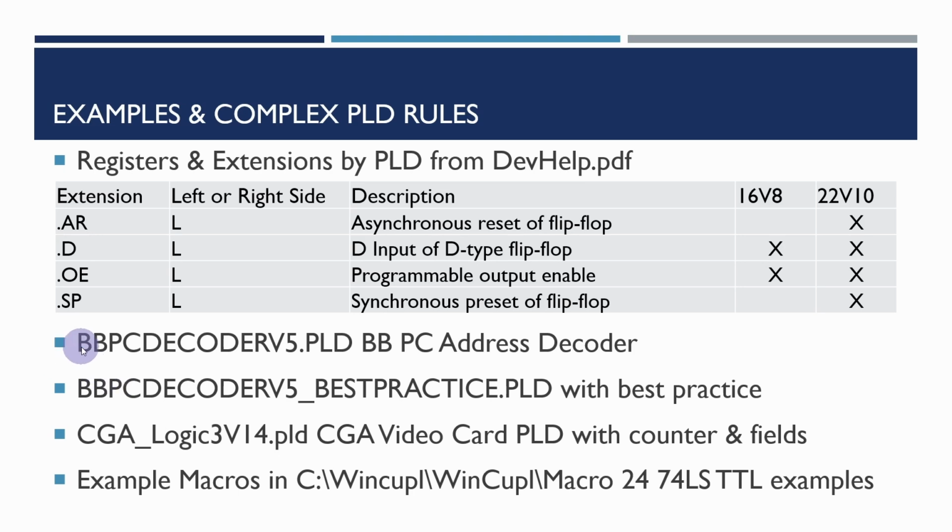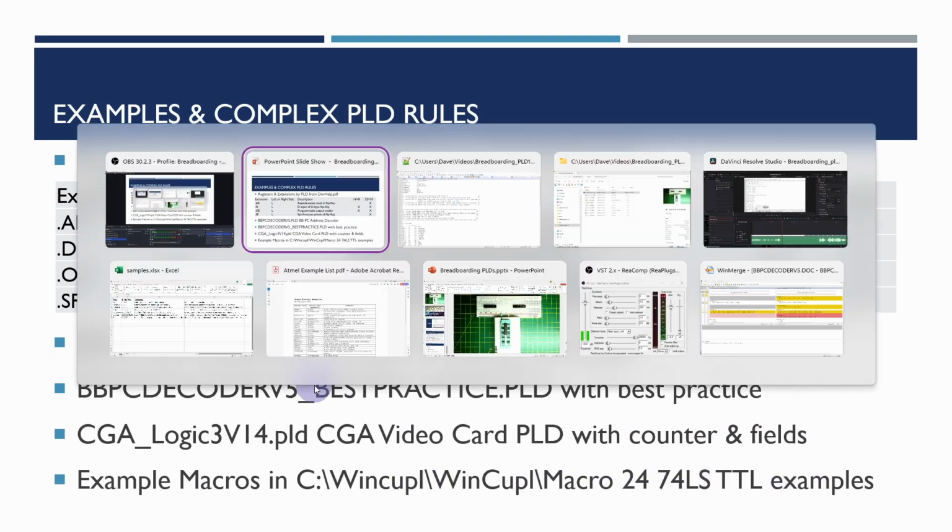What I was going to do now is go through one of the address decoders that I've done on the breadboard PC and look at how to change that with some of the best practice that I've just been showing you. And then we'll also have a look at the CGA Logic 3, which is one of the more complex PLDs with counters and fields and lots of complex conditions. We'll have a look at that. And obviously this is the example macro with the 74LS TTL examples that we've just been looking at.